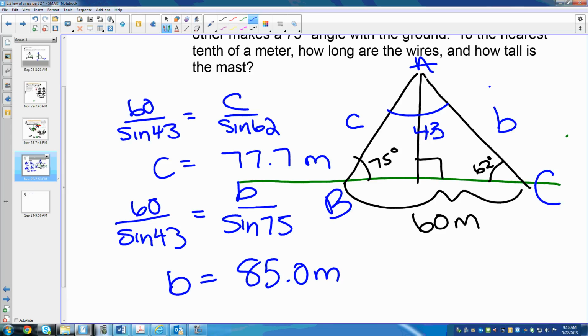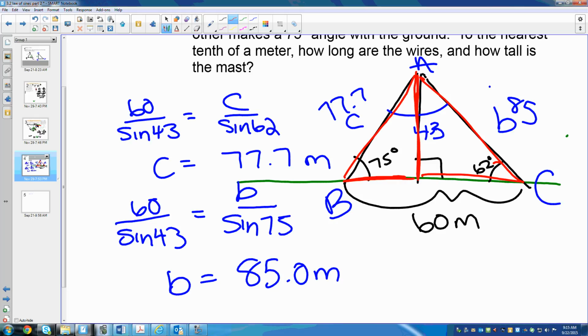Okay, so we actually solved for side length C here, 77.7, and side length B is 85 here. We want to know the height of the mast. Okay. So you can choose either triangle. The ones that solve for side length C, use all your decimals. And the ones that solve for side length B, you use the decimals on your calculator.